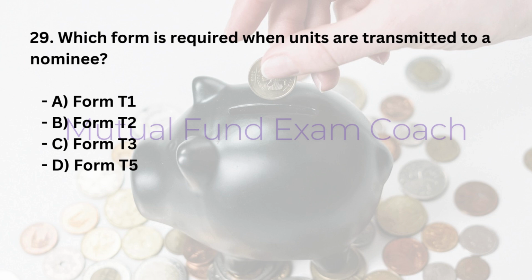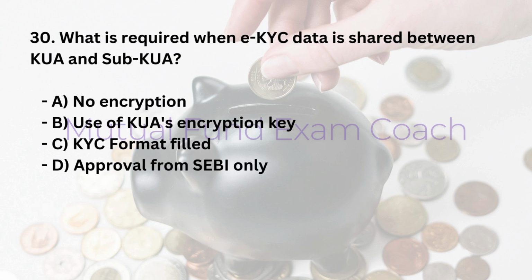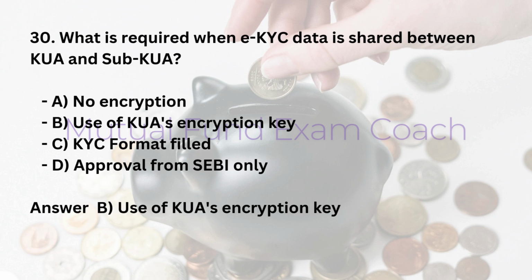29. Which form is required when units are transmitted to a nominee? A. Form T1. B. Form T2. C. Form T3. D. Form T5. Answer C. Form T3. 30. What is required when eKYC data is shared between KUA and sub-KUA? A. No encryption. B. Use of KUA's encryption key. C. KYC format filled. D. Approval from SEBI only. Answer B. Use of KUA's encryption key.